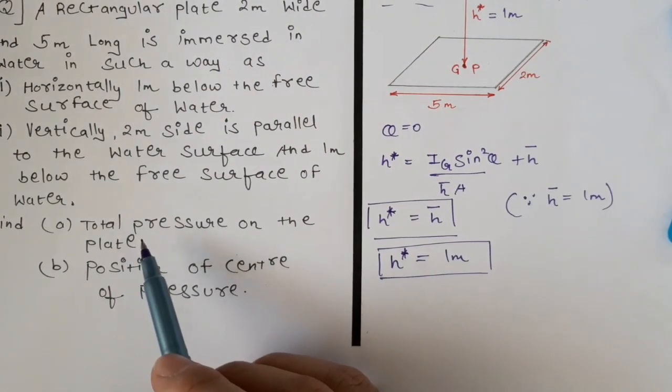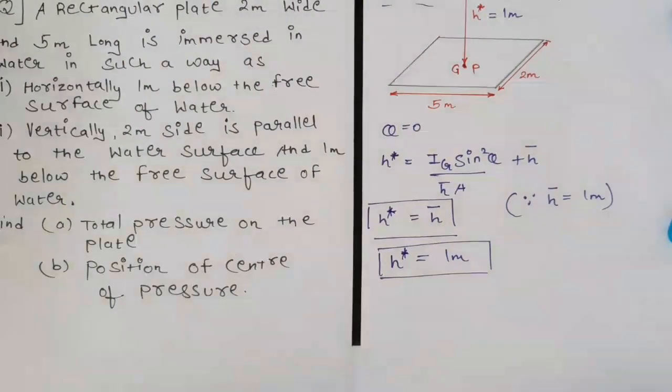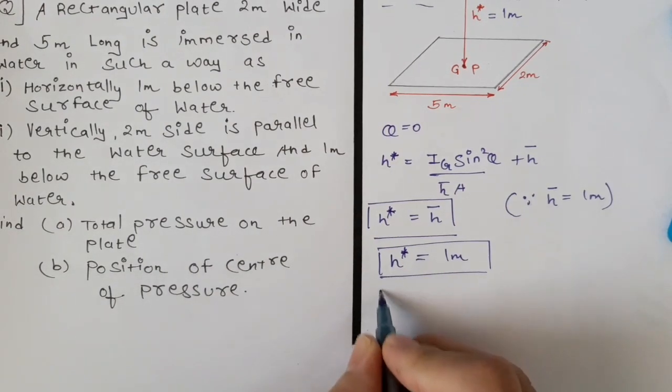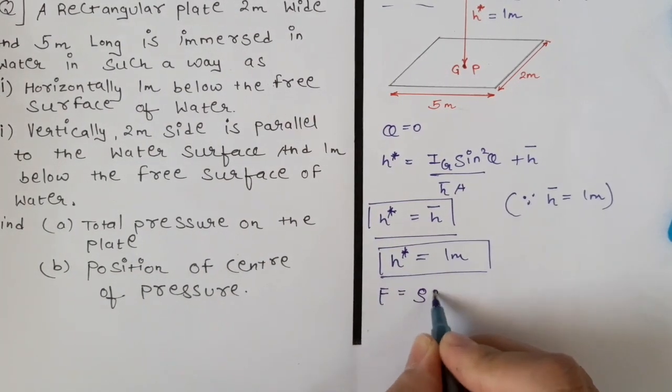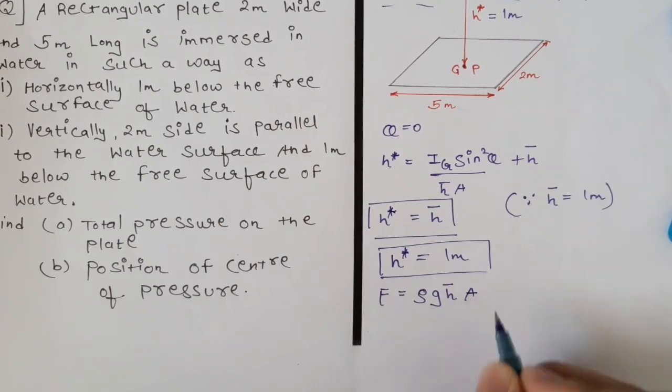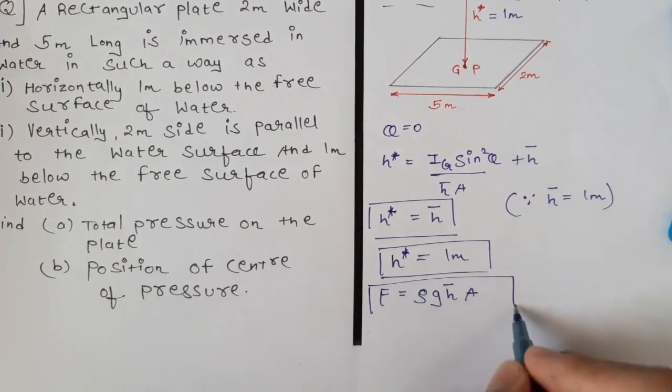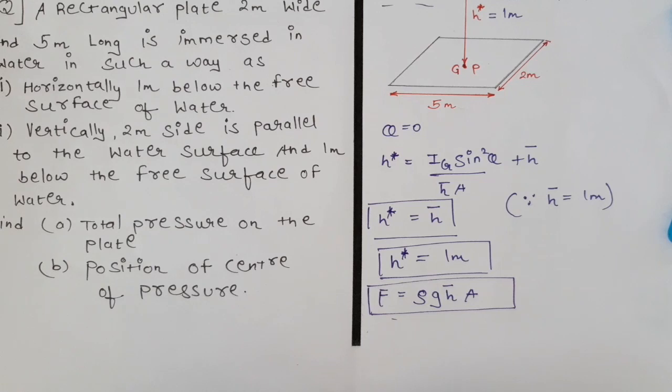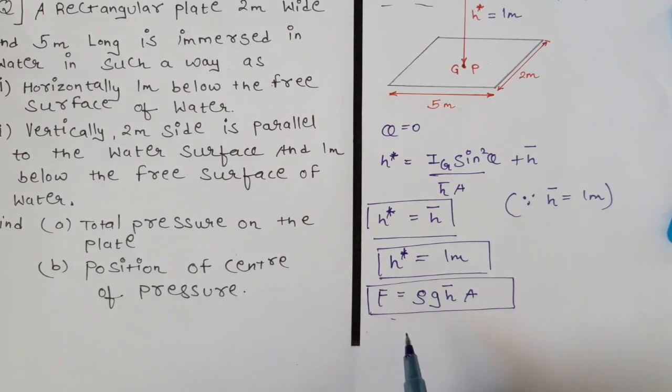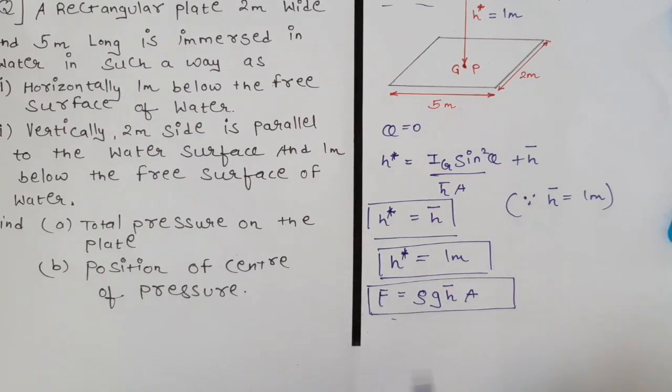Now we want to find the total pressure force on the plate. In the previous video we derived the equation for the total pressure, that is F equals rho g h bar into A. So this is the formula of total pressure force acting on a plane submerged in a liquid. F equals rho g h bar into A.